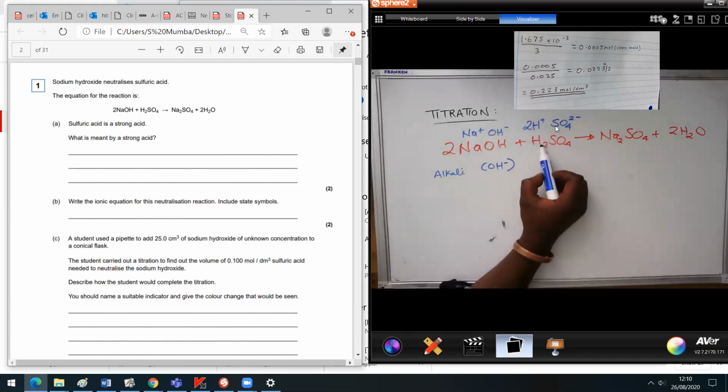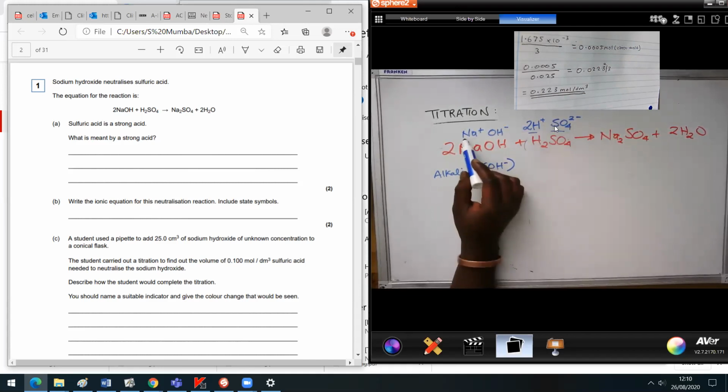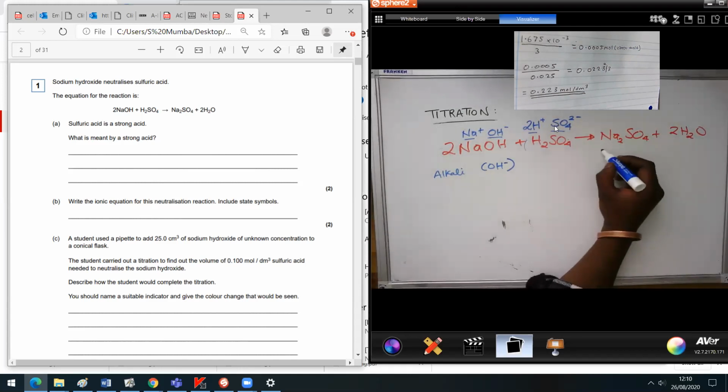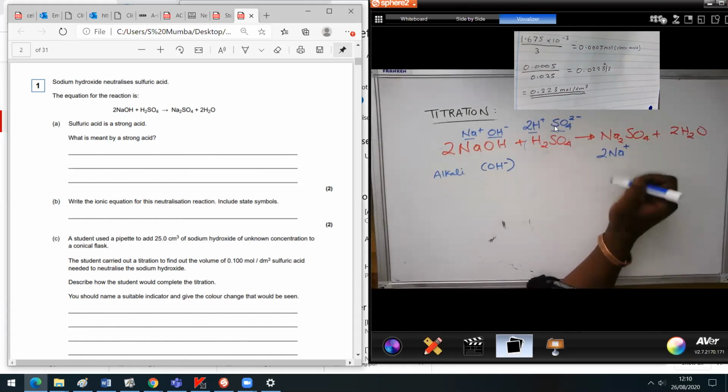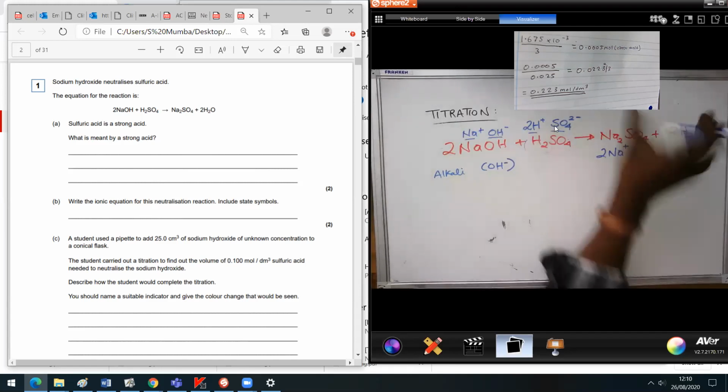Same with the sulfuric acid. The 2 positives are balanced by the 2 negatives. So again, this is neutrally charged. It's got 0 charge overall. But these are the ions that are inside it. So what we're writing here are the ions inside it, and hence why they call it an ionic equation. Same here. And yes, the overall charge this side will be equal to the overall charge that side.